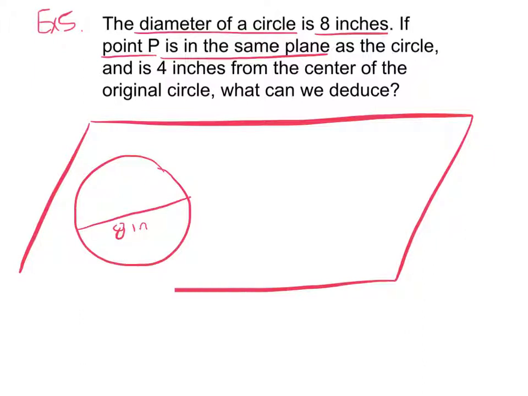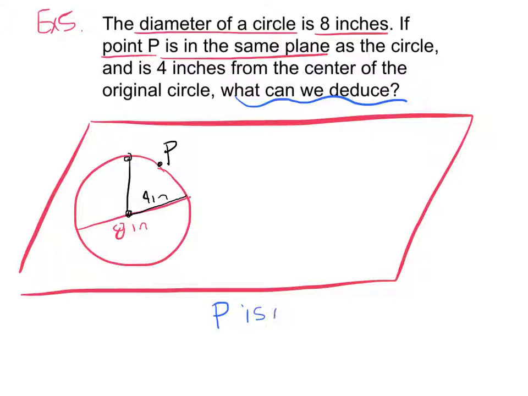Here's a big plane. And point P is somewhere in this plane, and it's 4 inches from the center of the original circle. So this is the center. If it's 4 inches, that would be half of the diameter or the radius. So that means point P, no matter where it is, it's somewhere on this circle. So when they ask, what can we deduce? Well, by simply drawing the picture, I can deduce that point P is on the edge of the circle. And I know that simply because of what I know about diameters and radii. And that's it.